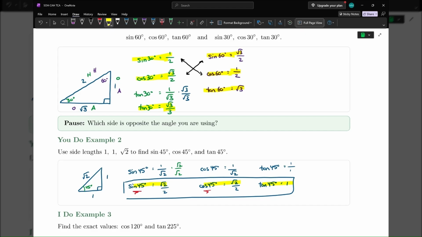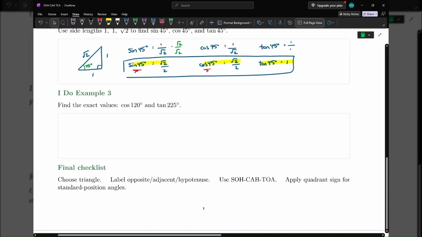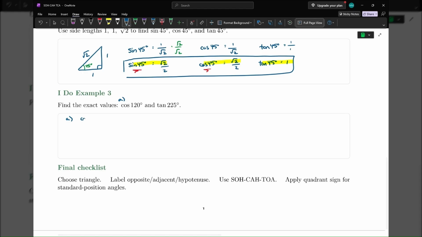So the last question we're going to attack here is what if it's not an angle that's a 30, 45, or 60? So here's your last one. What about cos 120 and tan 225? Let's set these up and take a quick look at them.